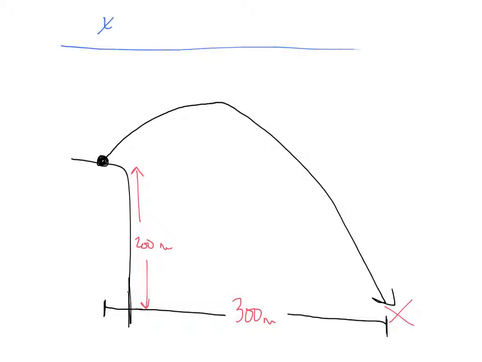So we have the x and the y direction. In the x direction, the displacement is 300 meters. In the y direction, guys, relax. In the y direction, what's the displacement? What's the question? What's the displacement in the y direction? Negative 200.